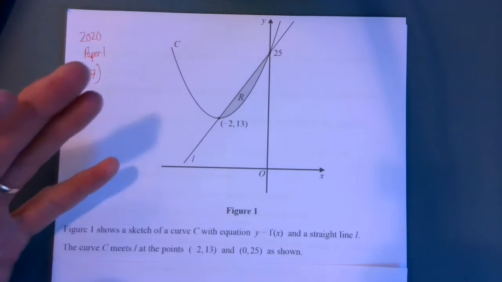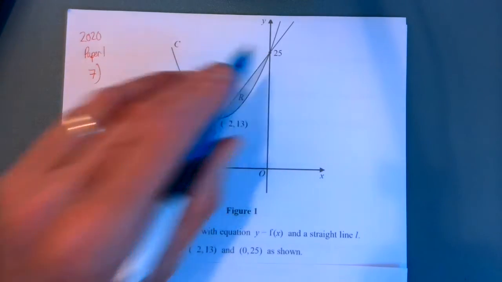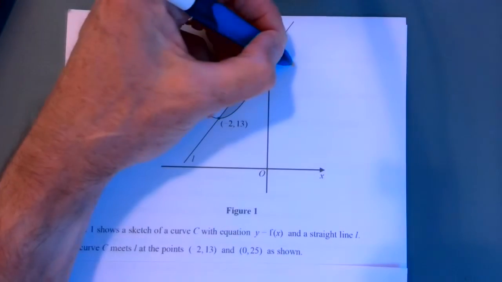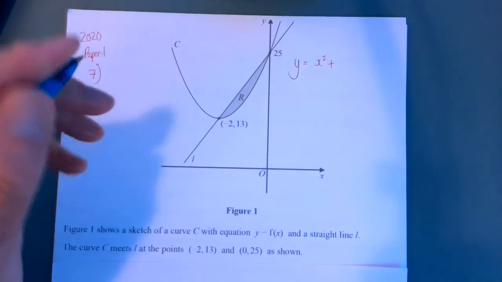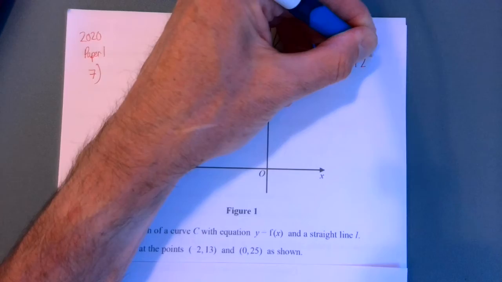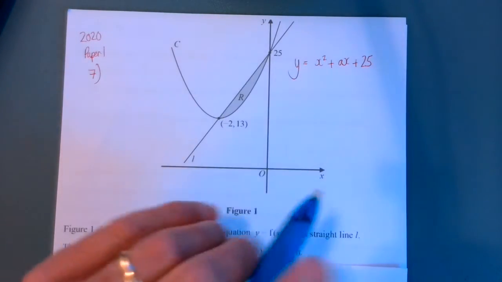We're told it's a quadratic, and we're told that this is its minimum value and that it crosses the y-axis at 25. So it might be tempting to say, okay, so it's going to be y equals x squared plus some x's plus 25, because I know that when x is 0, it's going to cross at 25.